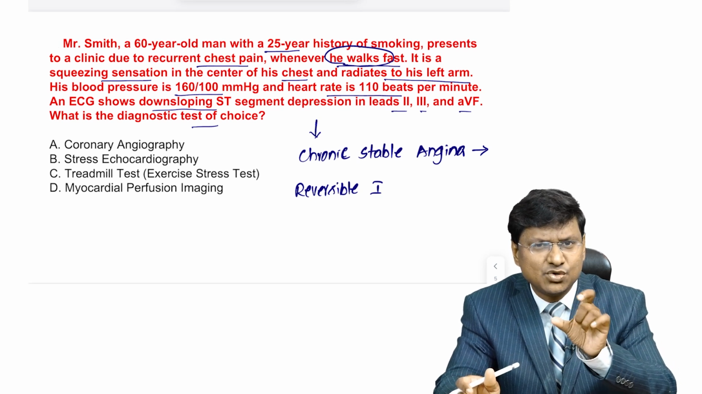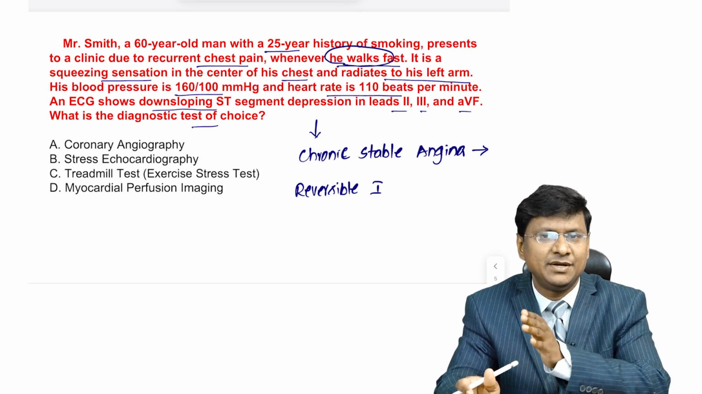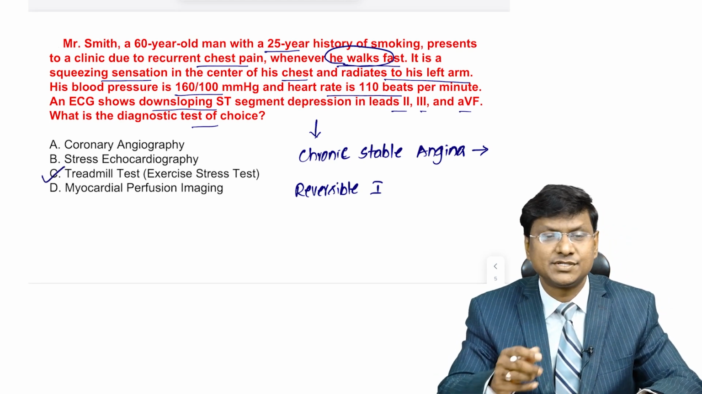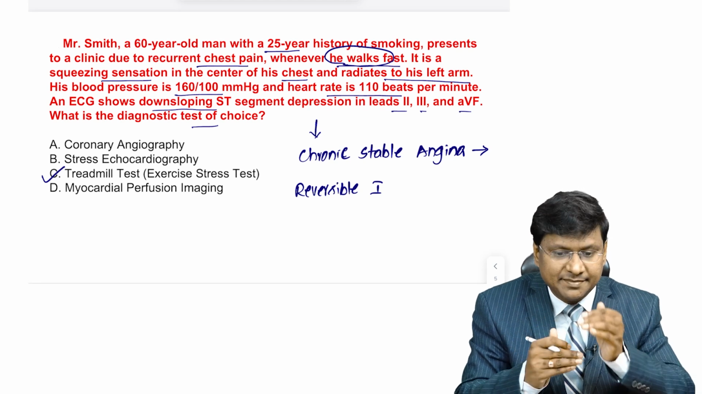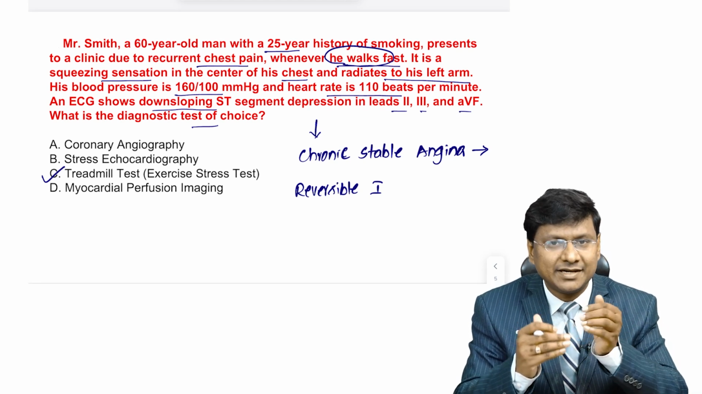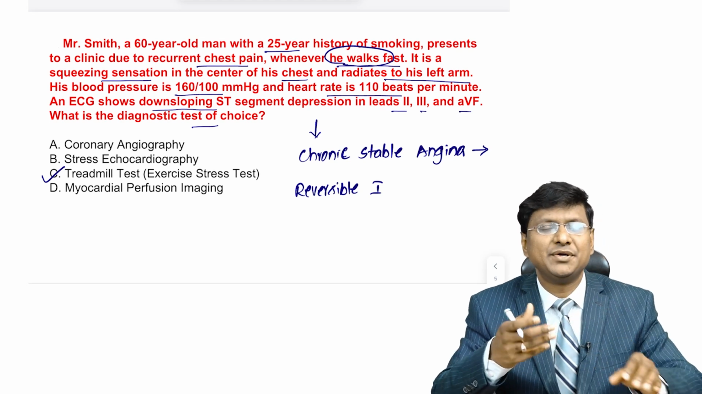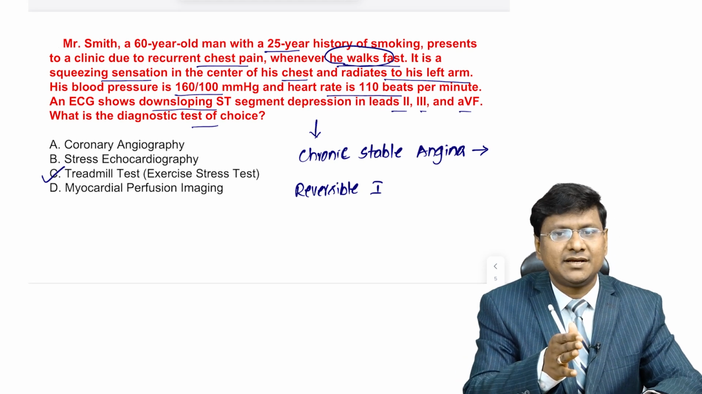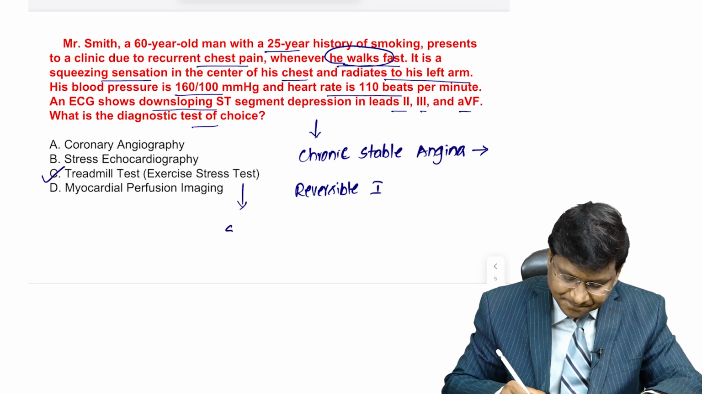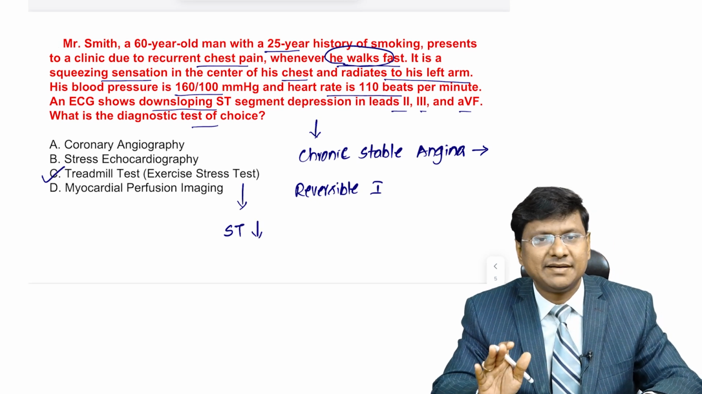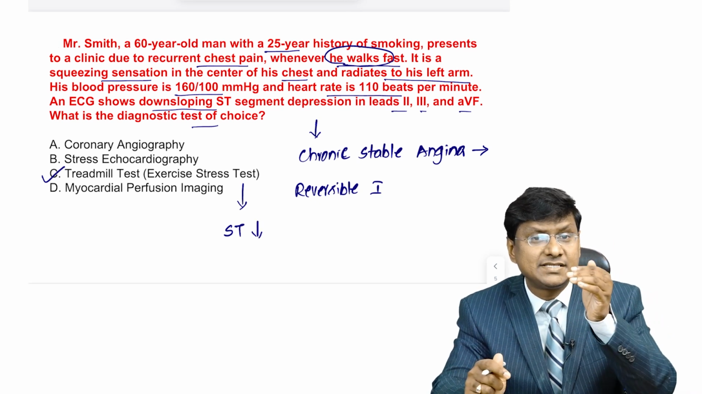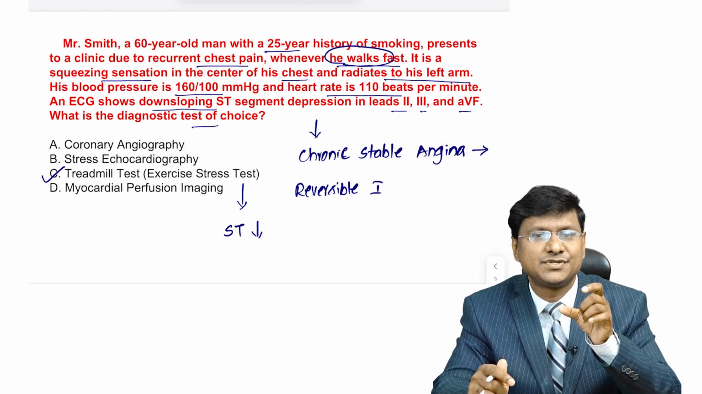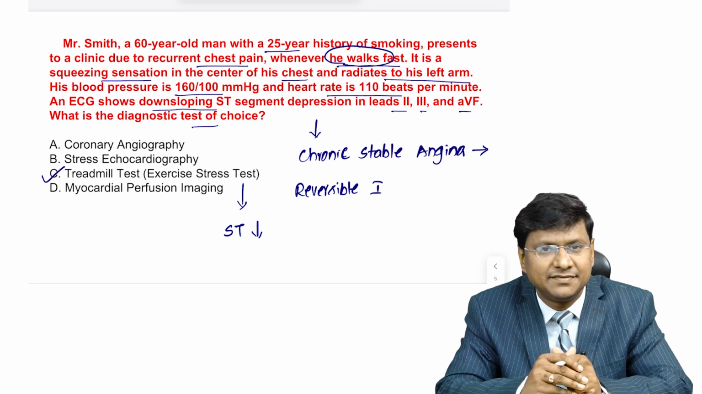If the ECG is not giving you the exact picture, then the next best investigation will be the treadmill test, right? This treadmill test is designed to provoke, or increase, the myocardial oxygen demand. And at that time, if the ECG is being taken, you will notice a downsloping ST segment depression during the treadmill test, which will support the diagnosis of chronic stable angina as well as reversible ischemia.